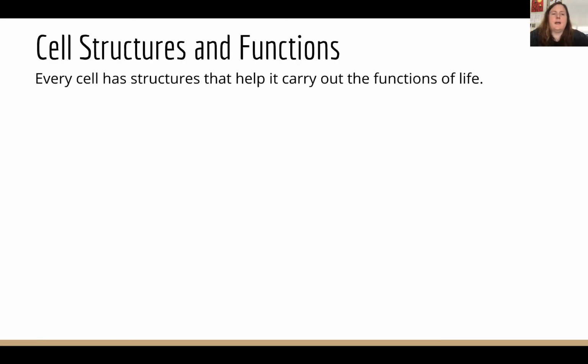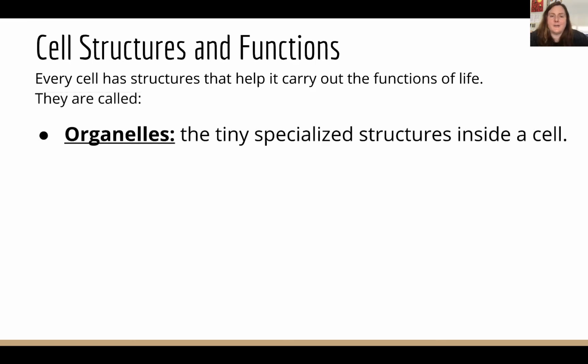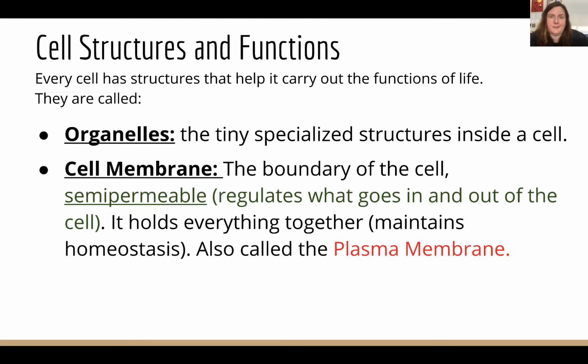Okay, so now we're going to look at the structures and functions of cells. Every cell has structures that help it carry out the functions of life, and they are called organelles. So organelles are tiny specialized structures that have a particular role inside of each eukaryotic cell. Now, organelles are in eukaryotic cells, not in prokaryotes. All cells, prokaryote and eukaryote, have cell membranes.